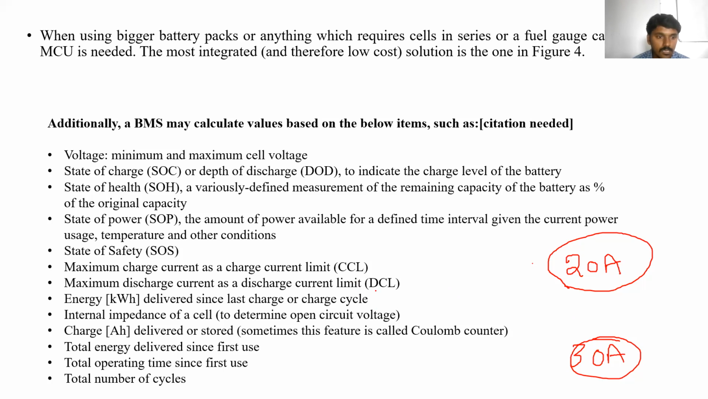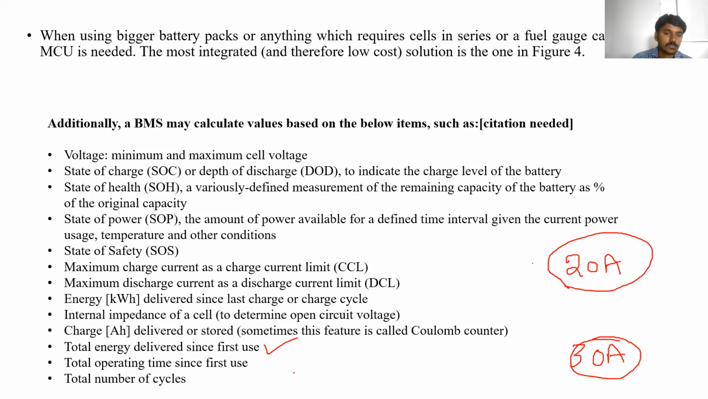At the same time, what will be the maximum energy density, energy delivered in kilowatt hours, the internal impedance of the cell, meaning the impedance of the battery, and the charge ampere hours delivered or stored. Sometimes this feature is called the Coulomb counter: total energy delivered since first use. What is meant by this point?